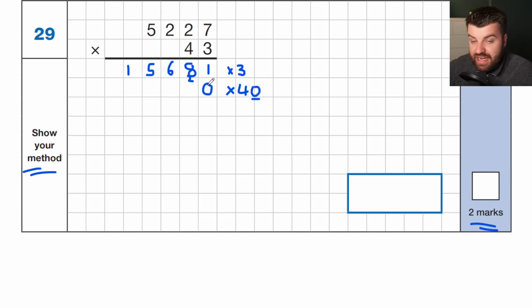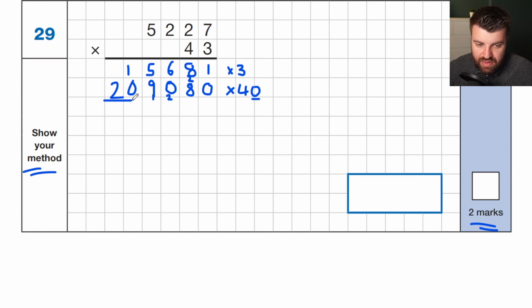So for that to work, I need to put a placeholder in. 4 times 7 is 28. So exchange over the 2. 4 times 2 is 8, plus the 2 is 10. Now we have 4 times 2 is 8 again, plus the 1 is 9. 4 times 5 is 20. We can whack that straight in.